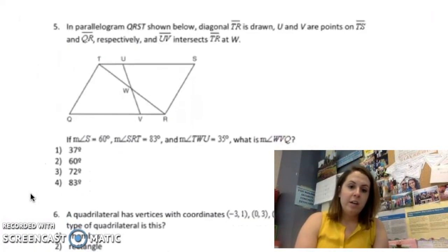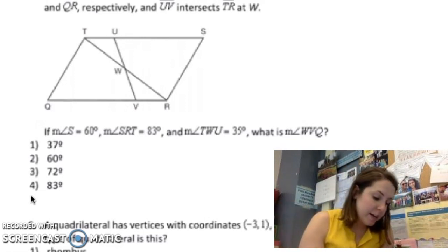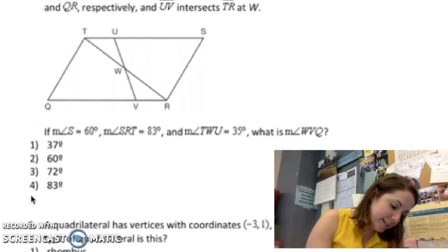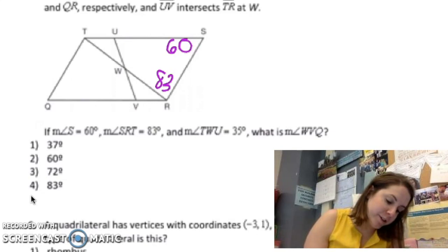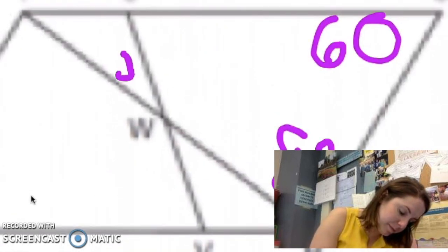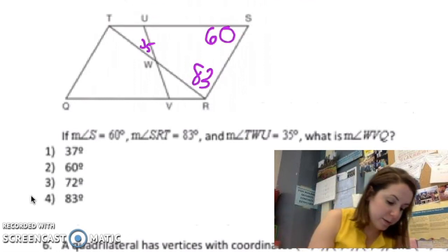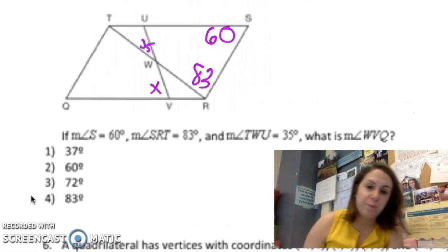So the next one says, we have a parallelogram, so lots of properties there. I know that the measure of angle S is 60. The measure of SRT is 83. The measure of TWU is 35. And what is WVQ? WVQ, so that's my unknown.